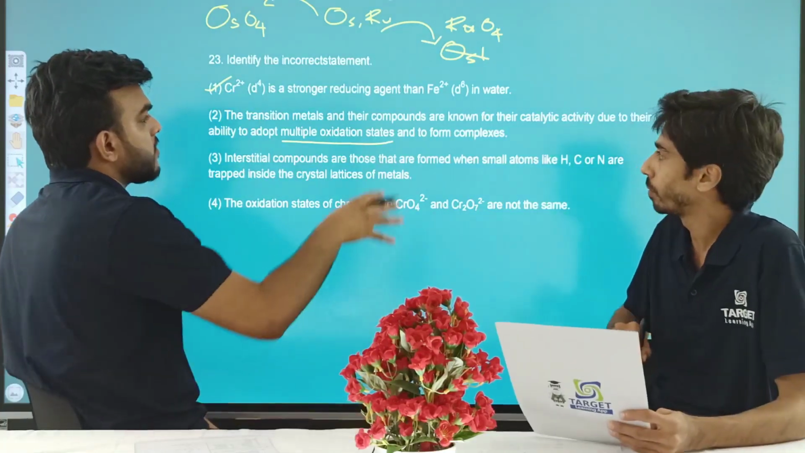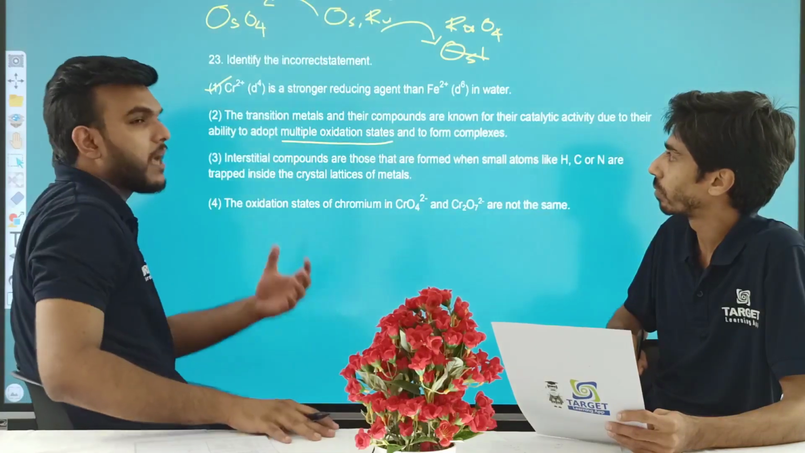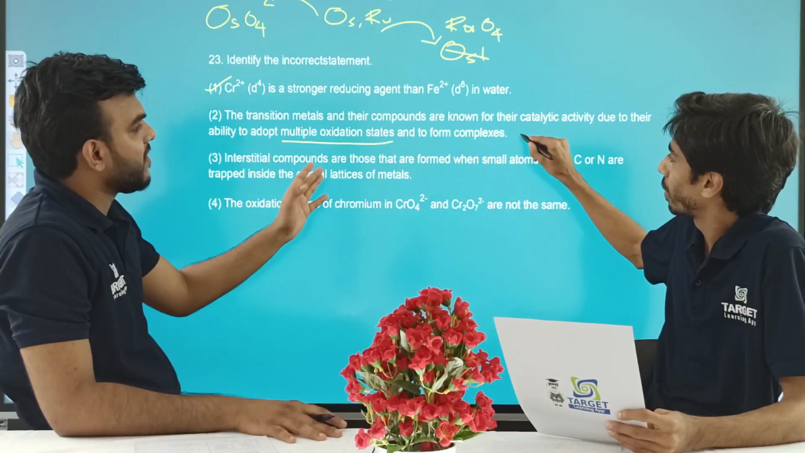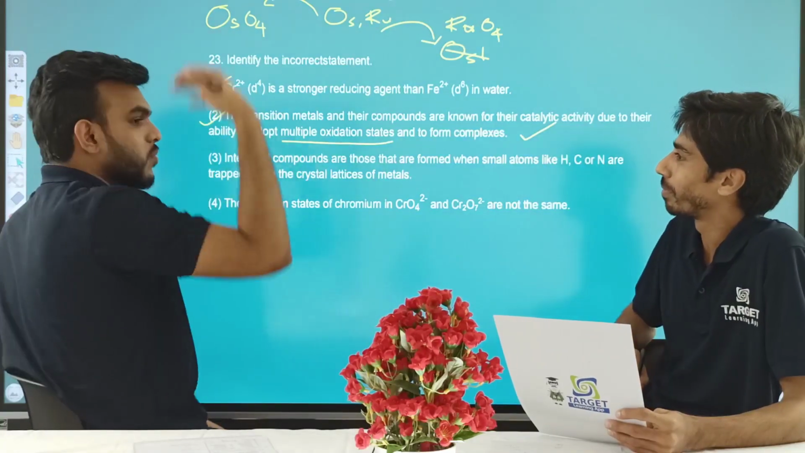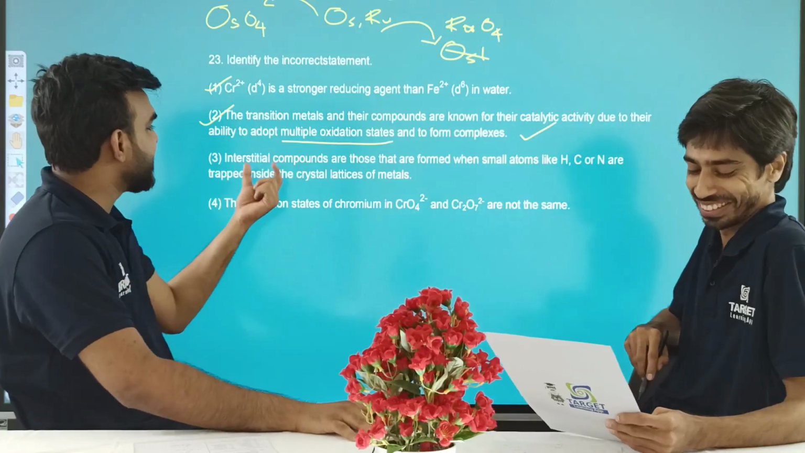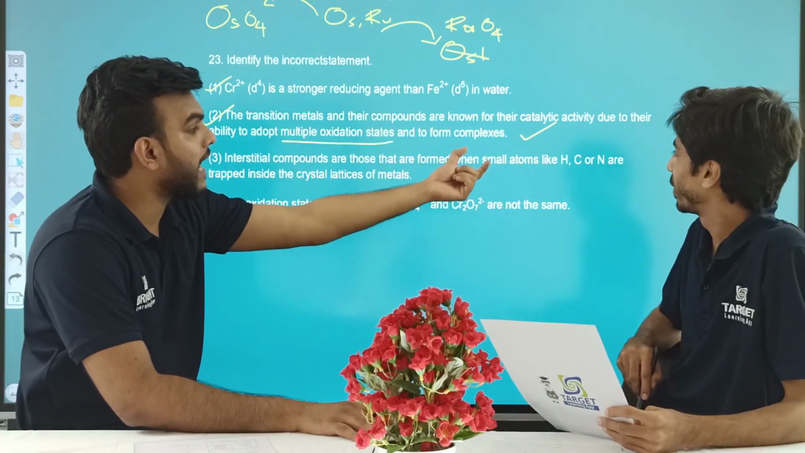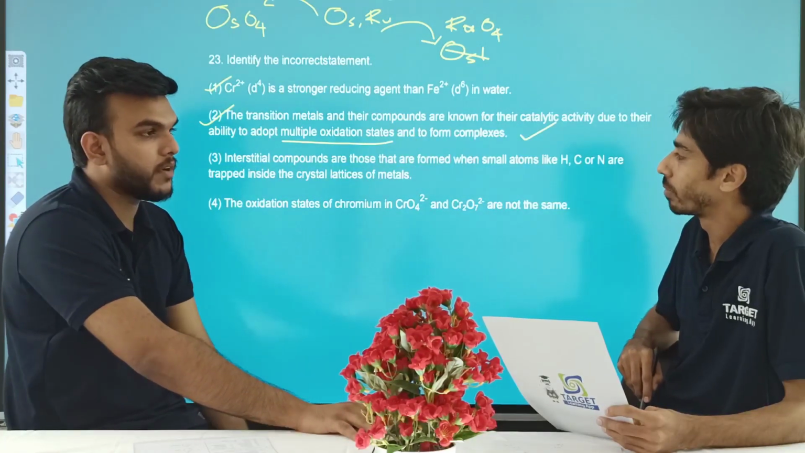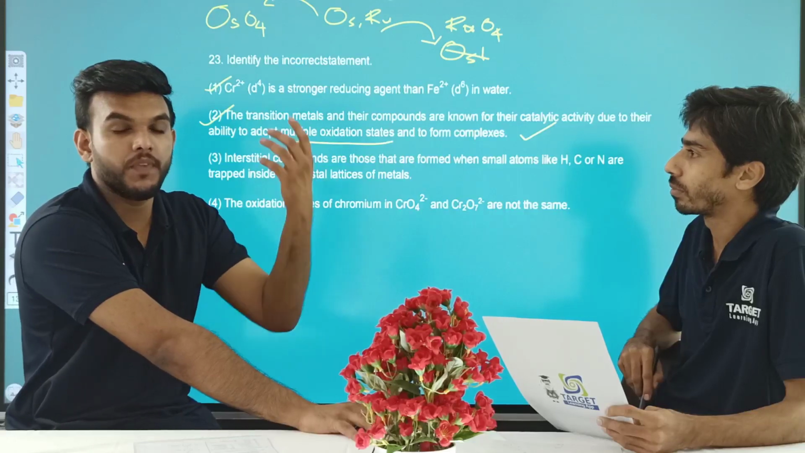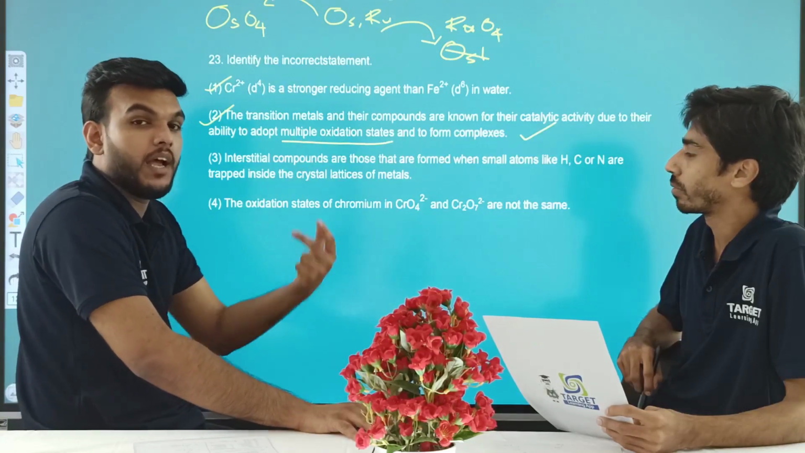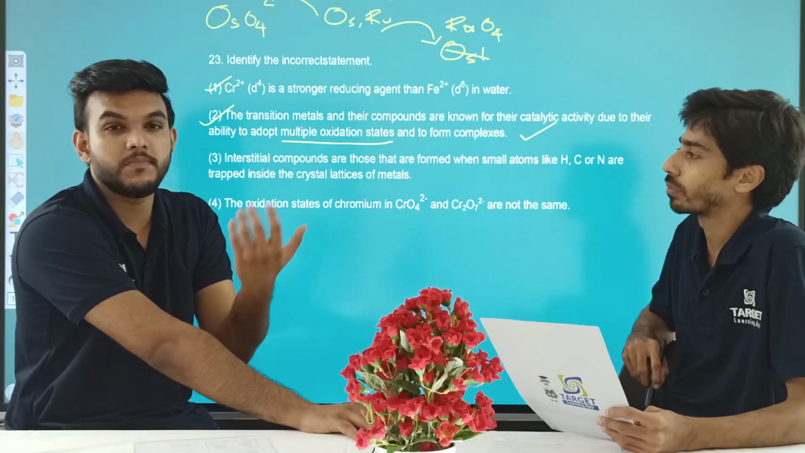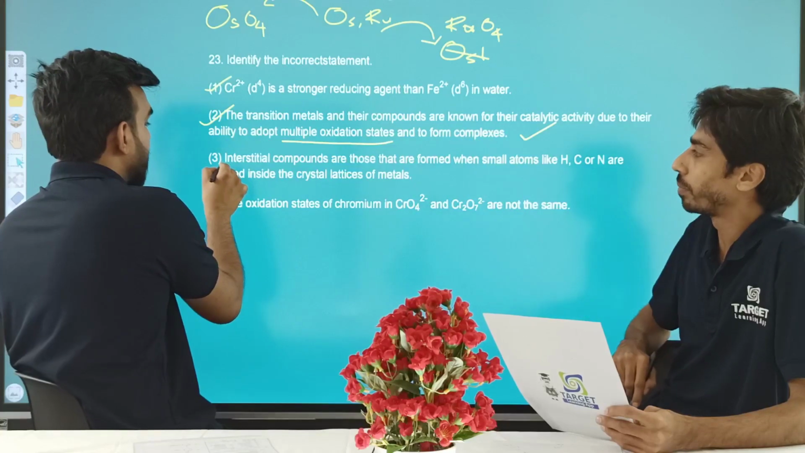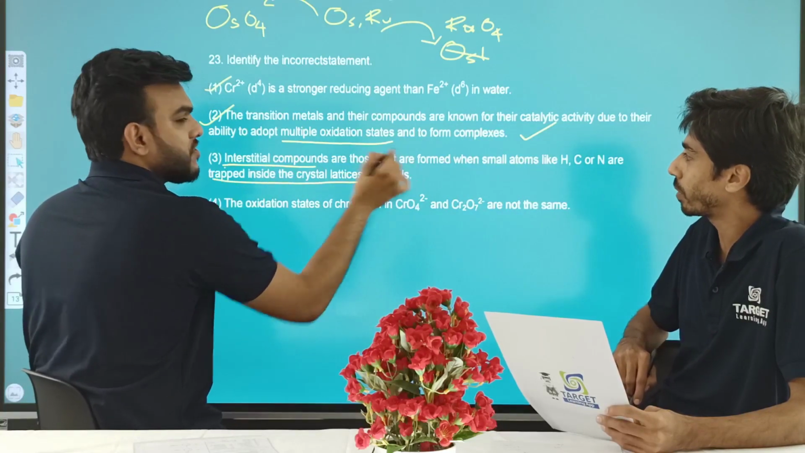So these are the concepts I'm going through clearly, related to the d block. And this is also right. Interstitial compounds are those formed when small atoms like hydrogen, carbon, and nitrogen are trapped inside a crystal. That is known as an interstitial compound. We studied the properties of interstitial compounds: they are hard, rigid, and have high melting and boiling points. I think this definition is given directly in the textbook.